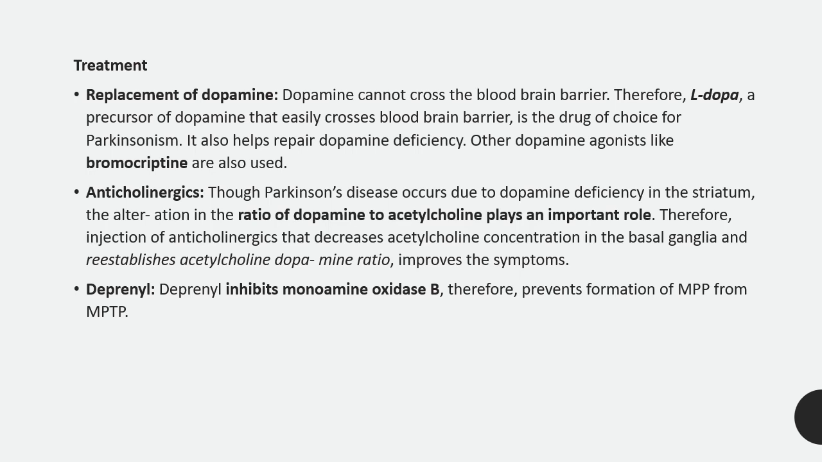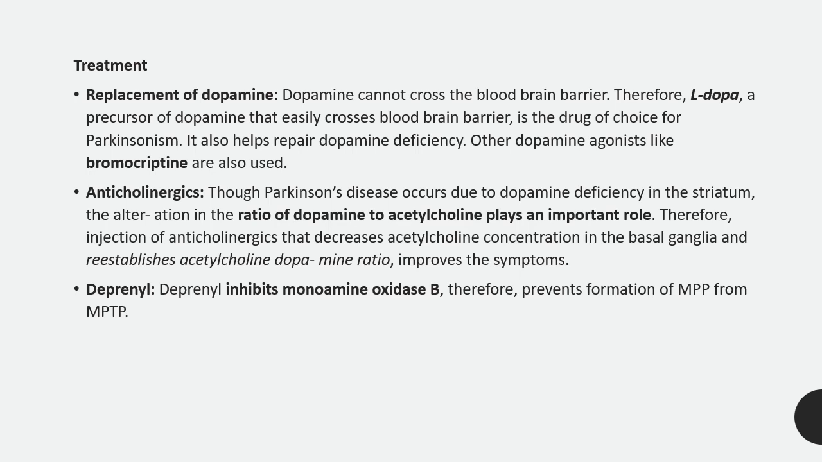Several treatments are provided for Parkinson's, such as replacement of dopamine. Dopamine cannot cross the blood-brain barrier. Therefore, L-DOPA, a precursor of dopamine that easily crosses the blood-brain barrier, is the drug of choice for Parkinsonism. It also helps repair dopamine deficiency. Other dopamine agonists like bromocriptine are also used.